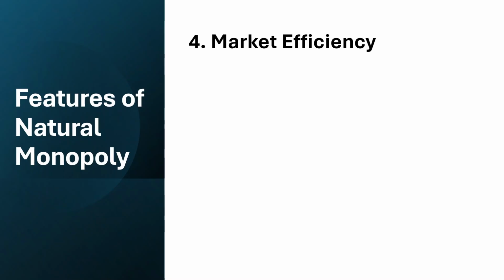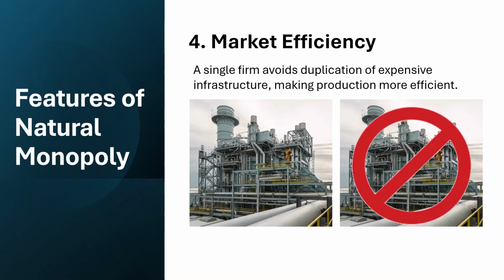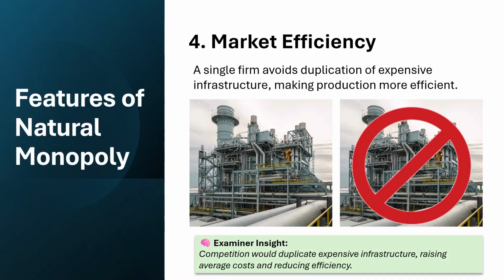Because infrastructure in natural monopolies is extremely expensive, having more than one firm would mean duplicating the same facilities. This duplication raises average costs and wastes resources. So, from an efficiency point of view, one firm supplying the entire market can actually be more cost efficient than competition. You can use this as an important evaluation point in your answers. This explains why a natural monopoly may be preferred despite the lack of competition.